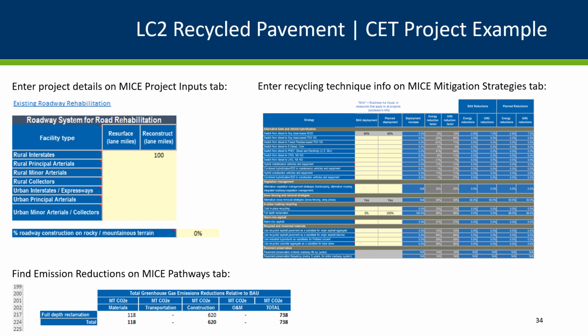Finally, we can find the emission reductions for this project on the Pathways tab. And as we can see for this specific example, they actually give a breakdown of where those reductions come from. Some come from materials and some come from construction. And this leads to a total reduction of 738 metric tons of CO2.